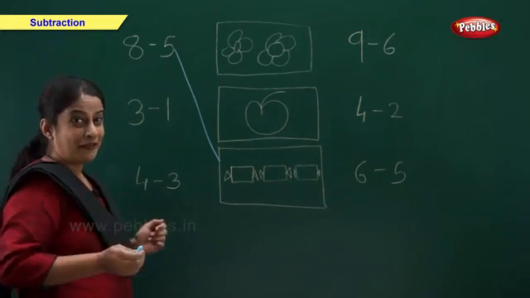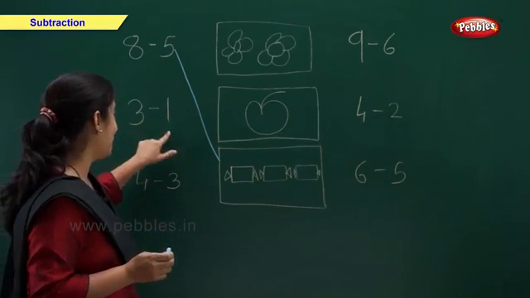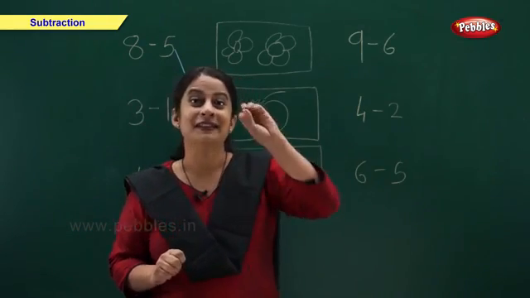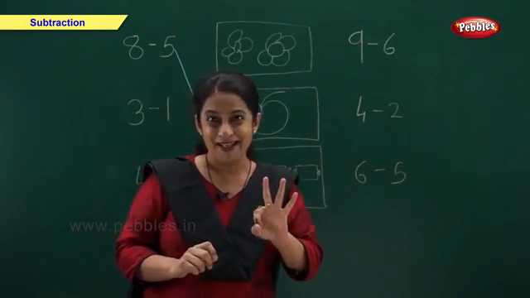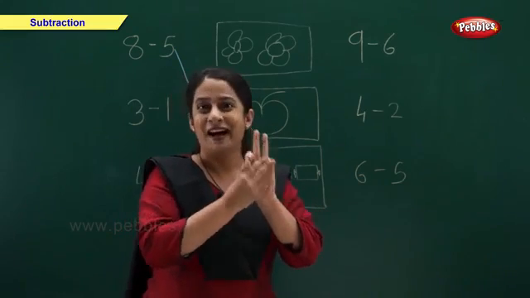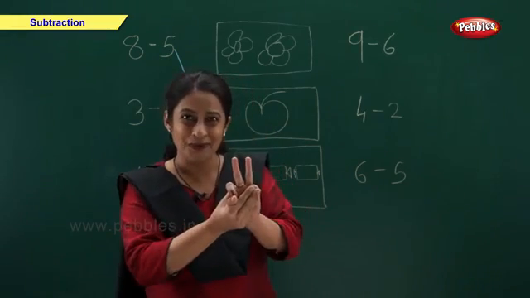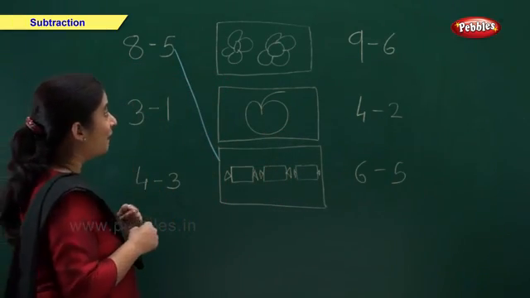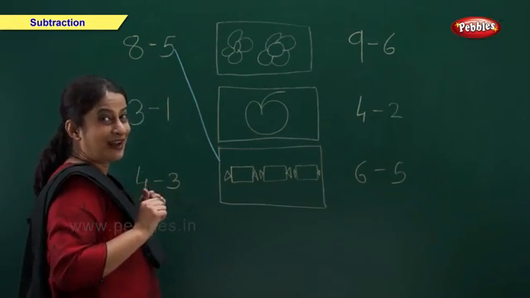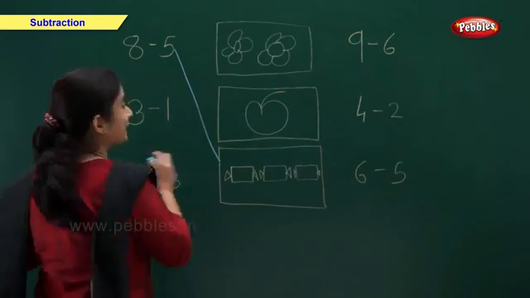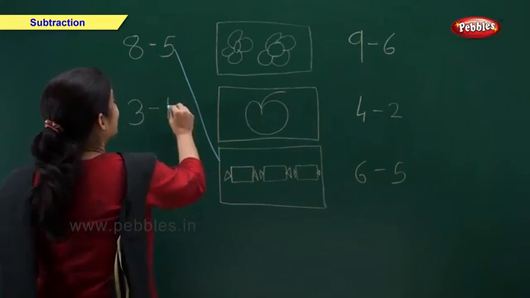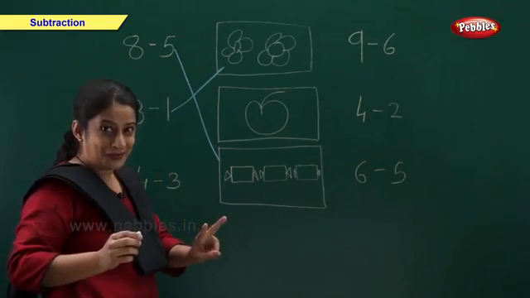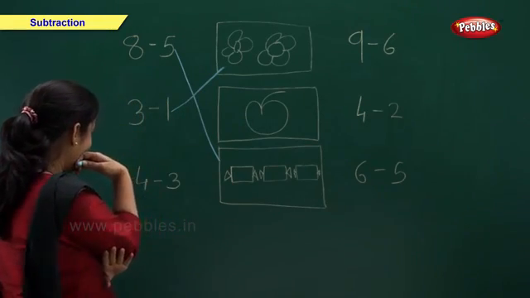Oh, now we have 3 minus 1. So let's count and find the answers. 3 fingers minus 1 finger. How many fingers? 2. Excellent. Now what we have here? Oh, we found 2 flowers. 1, 2. So let's match. 3 minus 1 is equal to 2. Now what else we have?